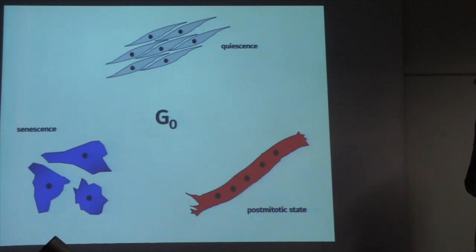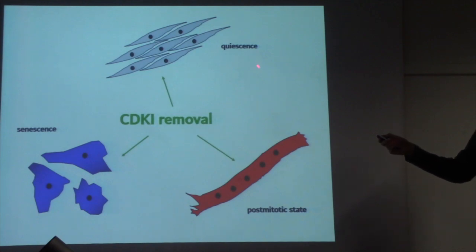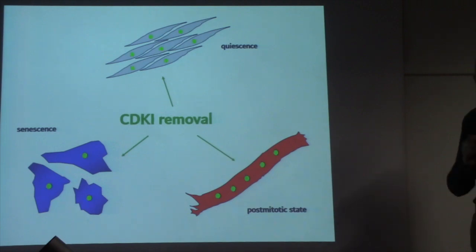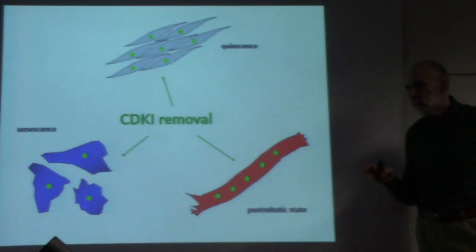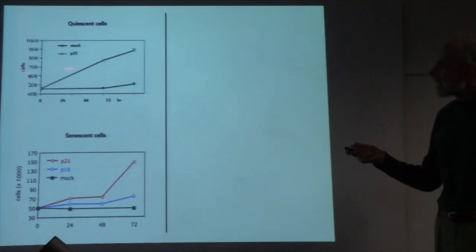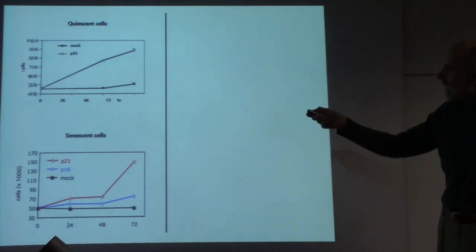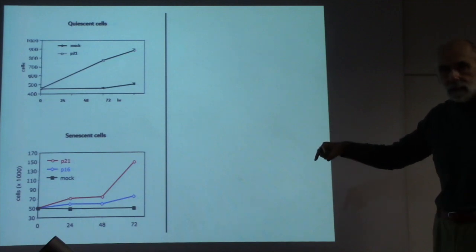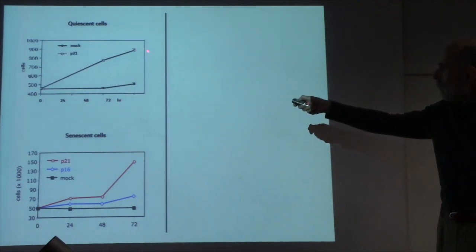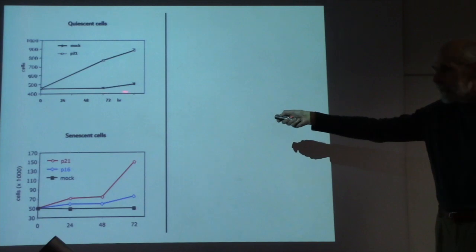cyclin-dependent kinase inhibitors, they could not only reactivate postmitotic myotubes, they could also reactivate reversibly quiescent cells and even senescent cells. All of these cell types are reactivated by removing cyclin-dependent kinase inhibitors. But there's a fundamental difference: when you reactivate quiescent cells or senescent cells, they do indeed proliferate. Here, quiescent cells, in the absence of growth factors, nonetheless double in number within 4 days. Control cells nearly don't grow at all.